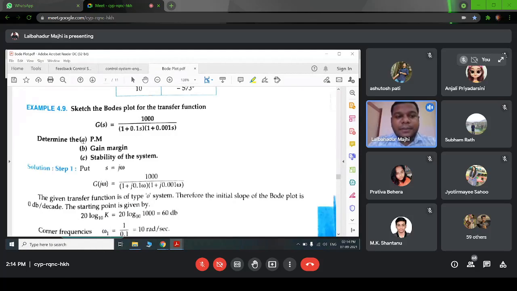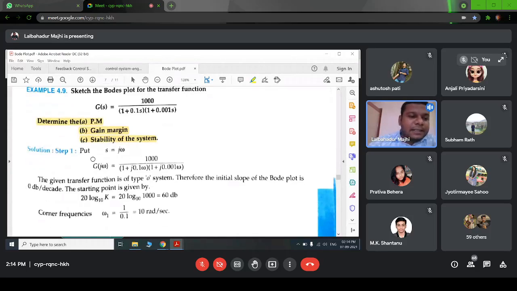So first we have to draw. Okay, so let's ignore this, determine this PM, GM, and this stability. So let's first see how to draw the Bode plot for a given open loop transfer function. So the first step is to put S equal to J omega. Okay, we have to put the value of S equal to J omega.